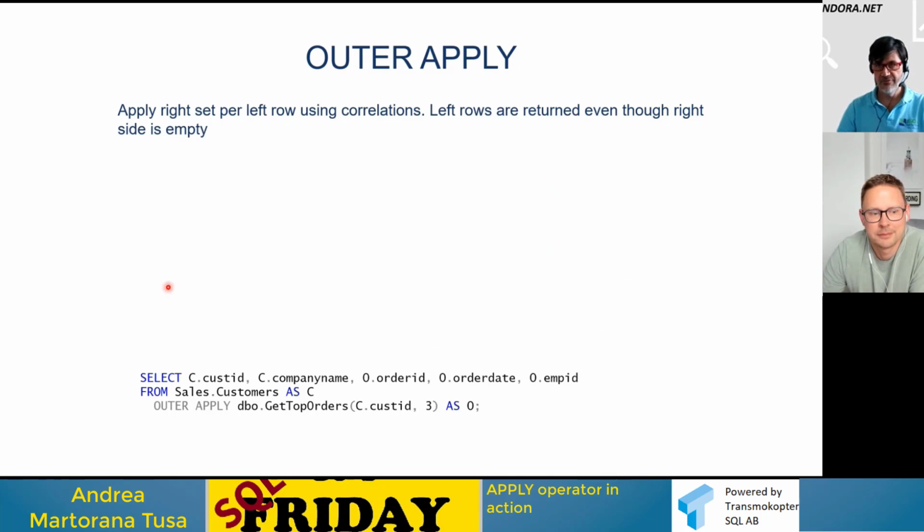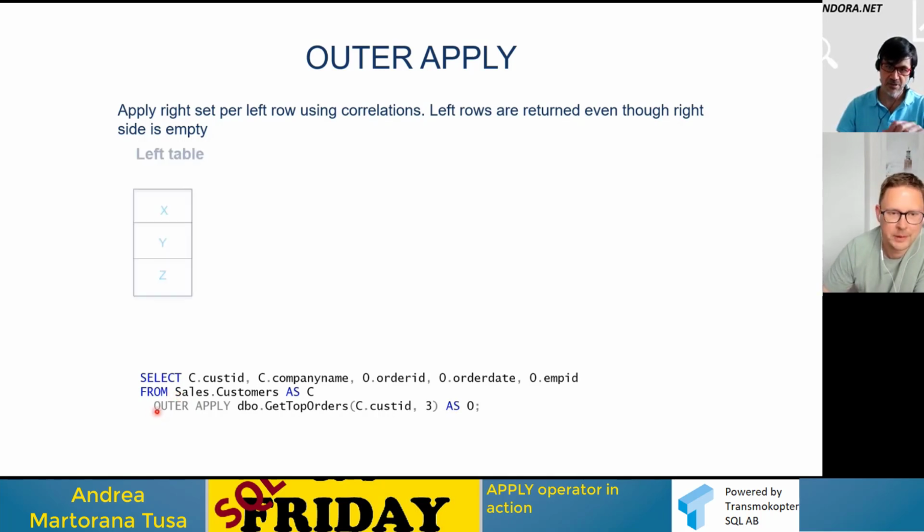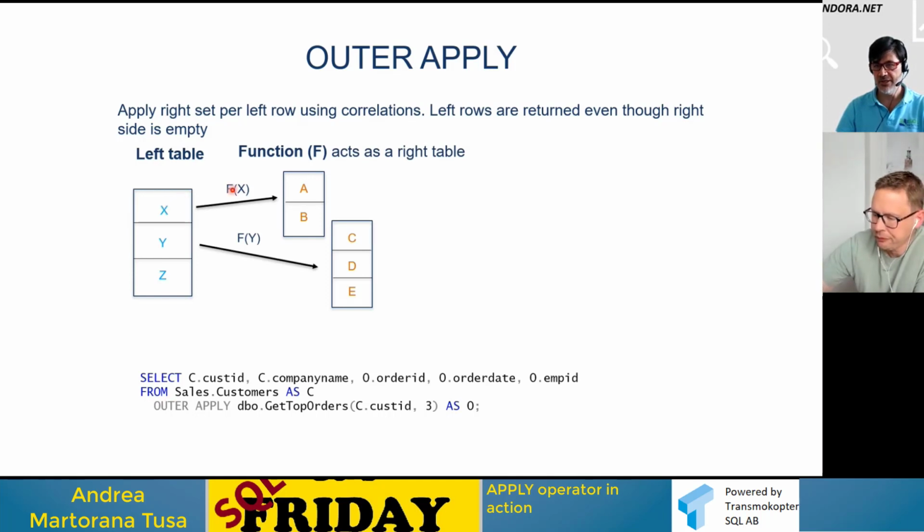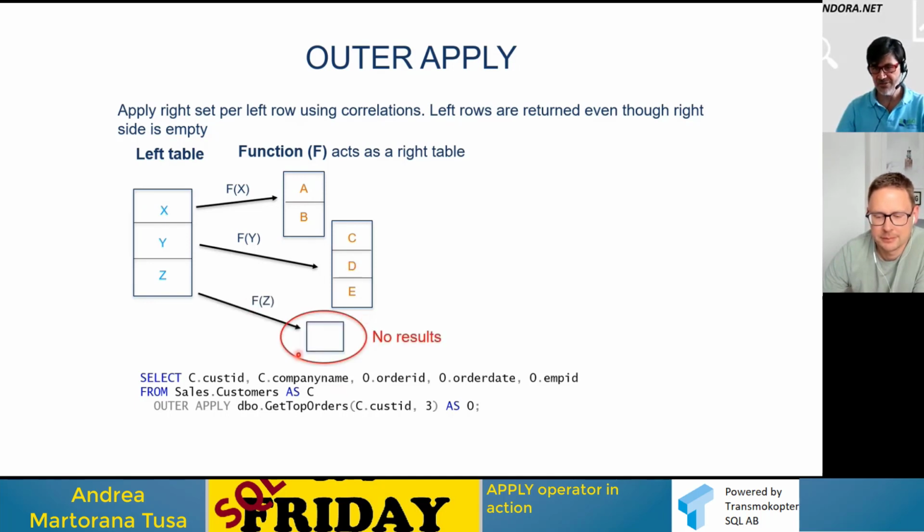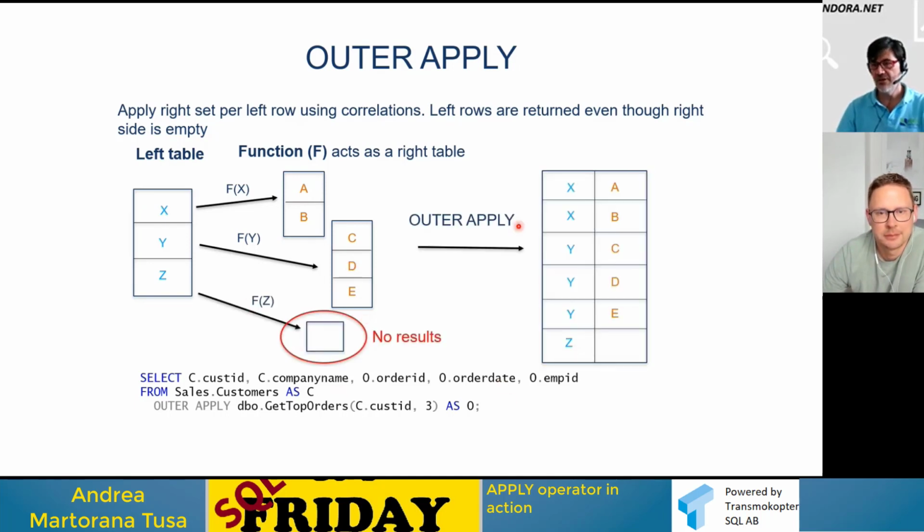Same function, not function script, but using an outer apply this time. So we have the same concept, calling customers, passing the customer ID to the order table, and then you have again the same output, no results as well. But as you are using an outer apply, then you have an empty row for the last customer.